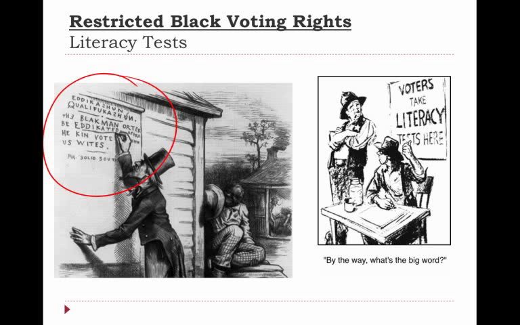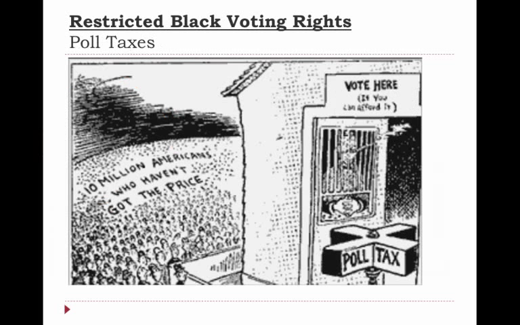And also this other cartoon. "Voters take literacy tests here." By the way, what's the big word? Literacy. What's that mean? So again, are whites educated? Not necessarily, but they don't care. Now let's say you could read and write, because could some blacks read and write? Sure. So they said, fine.